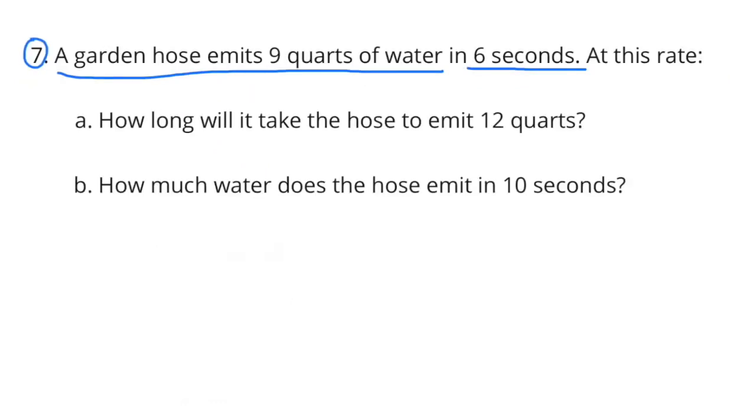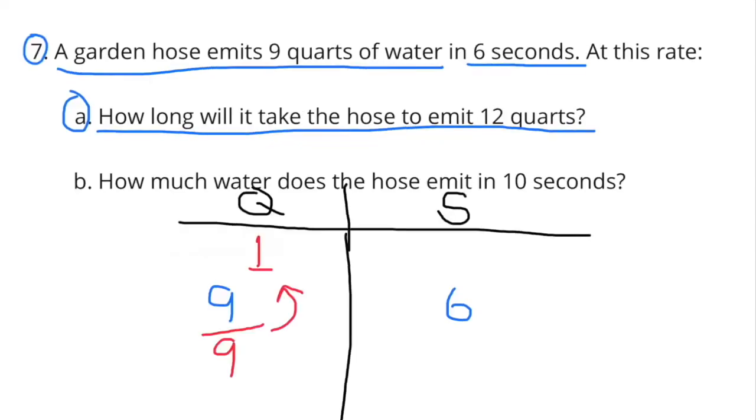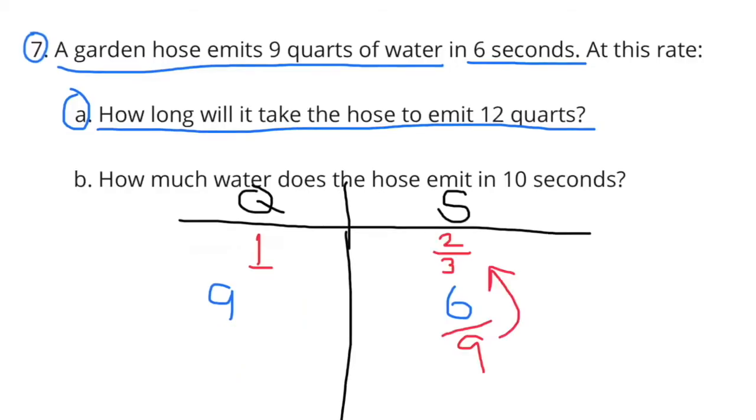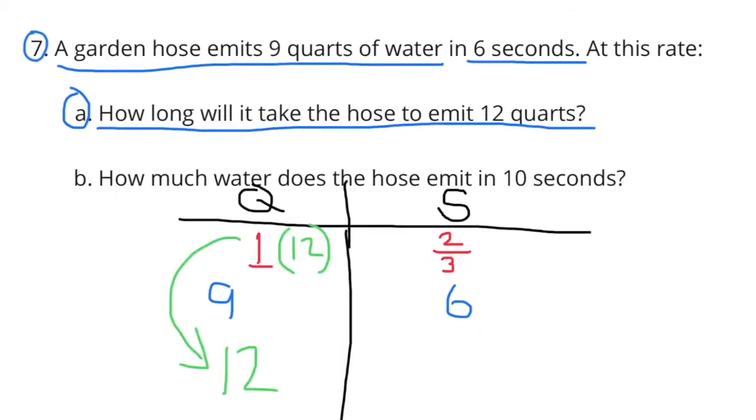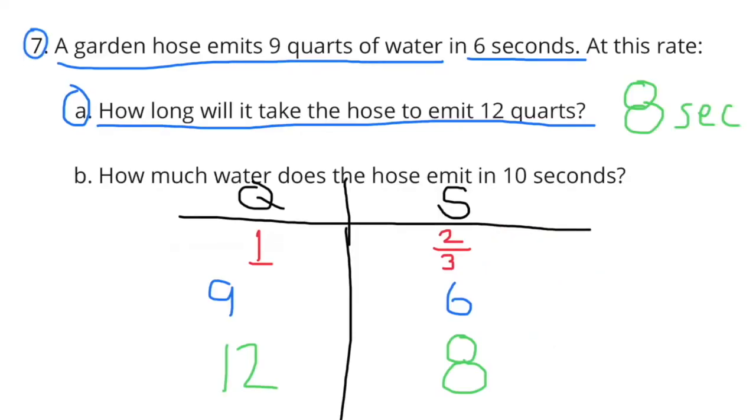Number 7. A garden hose emits 9 quarts of water in 6 seconds. At this rate, A. How long will it take the hose to emit 12 quarts? I made a table with the 9 quarts on the left and the 6 seconds on the right. 9 quarts divided by 9 equals 1 quart, and 6 seconds divided by 9 equals 6/9, which is reduced to 2/3. 1 quart times 12 equals 12 quarts, and 2/3 times 12 equals 8. It takes 8 seconds for the hose to emit 12 quarts.